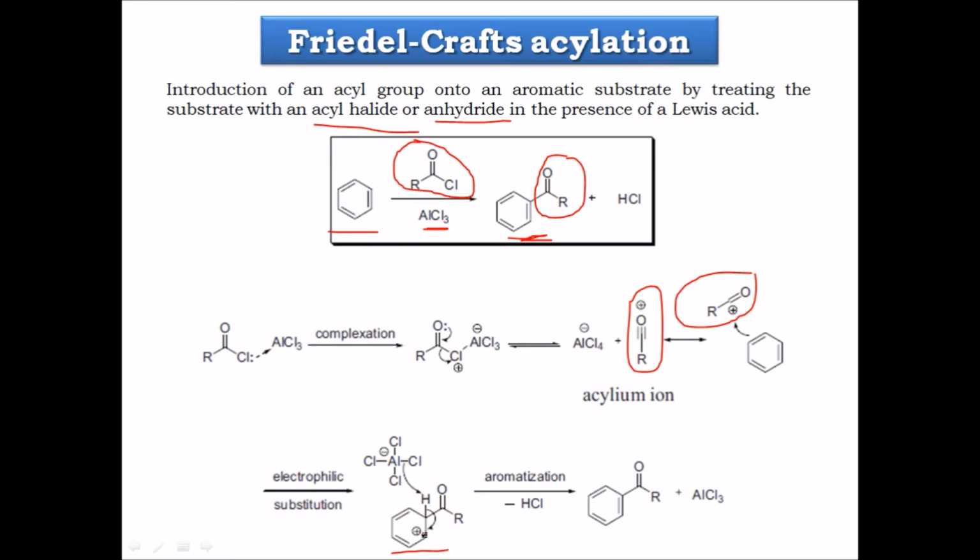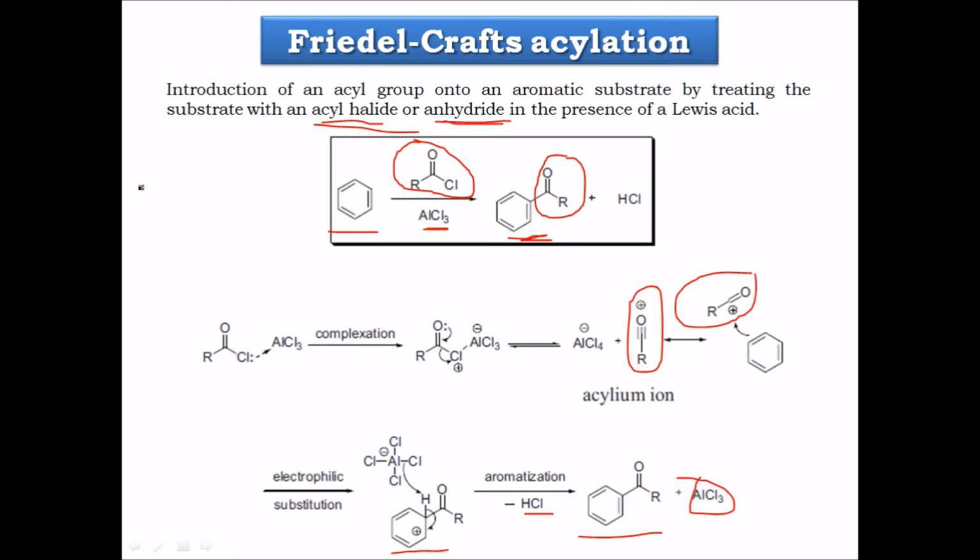It has a positive charge, and to remove this positive charge, the next step is abstraction of a proton by a base. AlCl4 minus abstracts a proton, and the bonding electrons shift between the two carbons. As a result, it forms the aromatic compound. This step is called aromatization, with elimination of HCl and regeneration of aluminum chloride. In this way we can introduce an acyl group into an aromatic system, using an acyl halide or an anhydride. That's regarding the Friedel-Crafts acylation reaction.